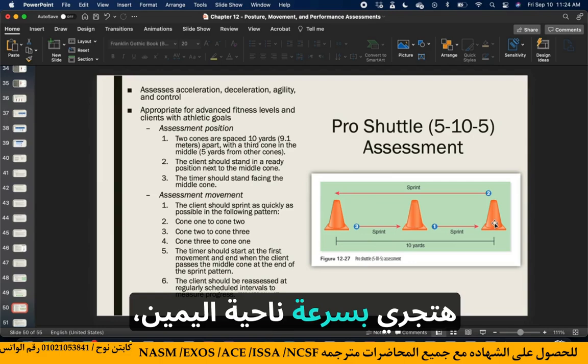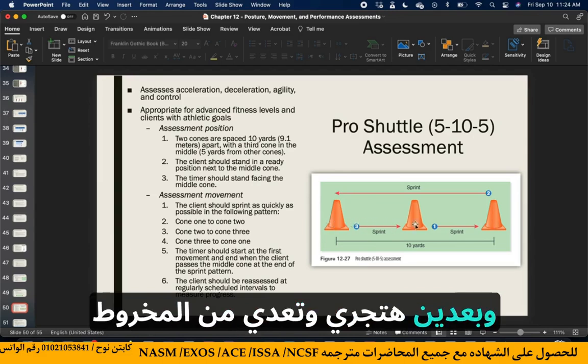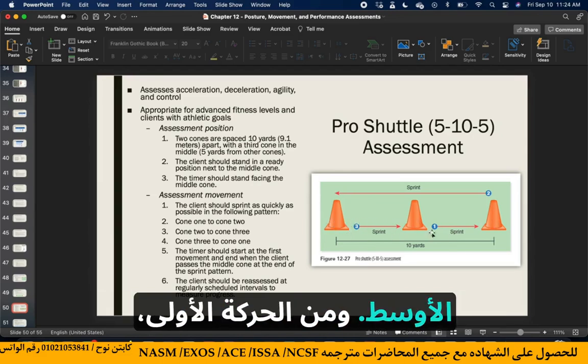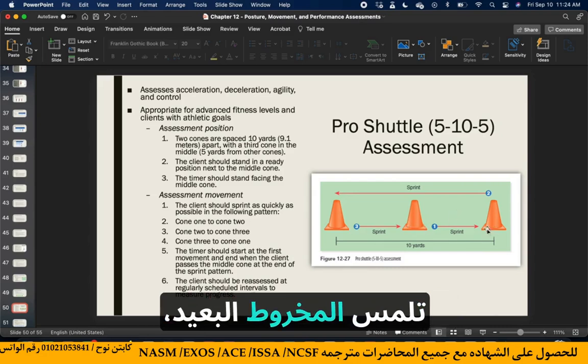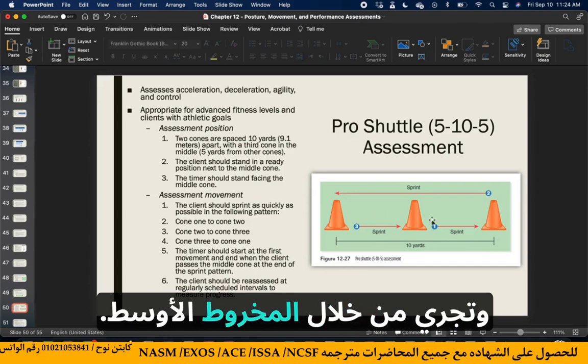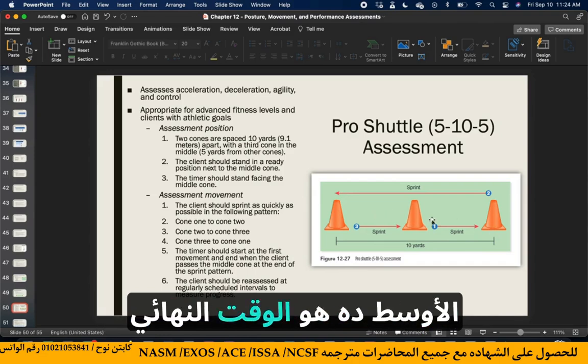going to sprint to the right as fast as possible. Tap that cone. Sprint all the way to the left cone, tap that cone, and then you will run through the middle cone. And so from the first movement, tap the first cone, tap the far cone, run through the middle cone, and whatever time you run through that middle cone is your final time.